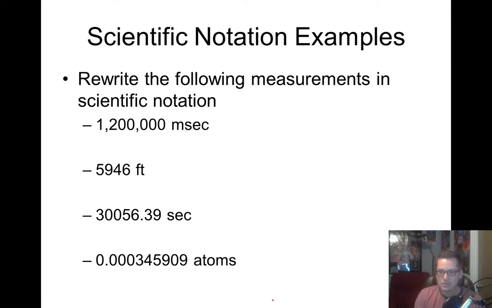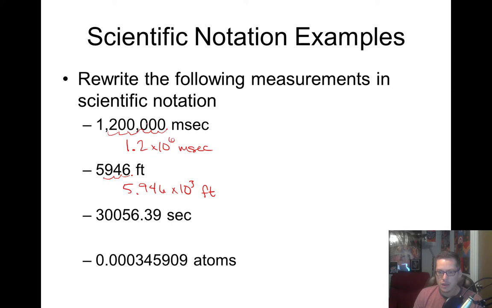All right. Let's do some practice. So we're going to rewrite the following measurements in scientific notation. So we're going to take our decimal, and essentially what we're going to do is just move our decimal over. So 1, 2, 3, 4, 5, 6. So this becomes 1.2 times 10 to the 6th milliseconds. Pretty easy, right? Our decimal's right here. So we go 1, 2, 3. So this becomes 5.946 times 10 to the 3rd feet.